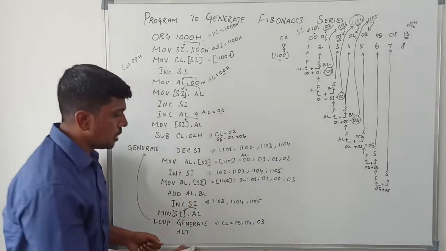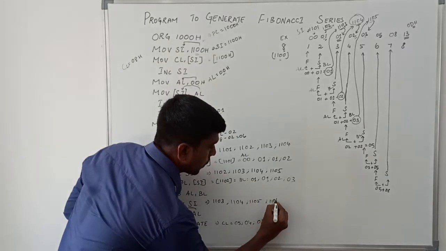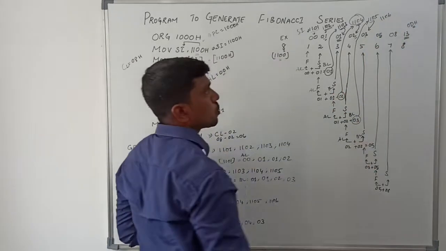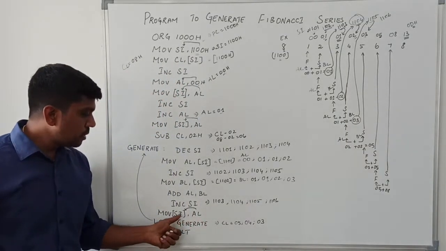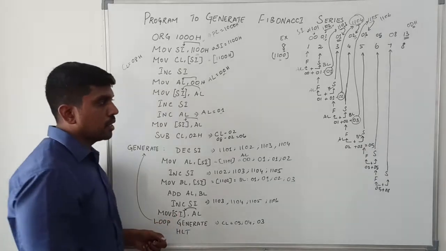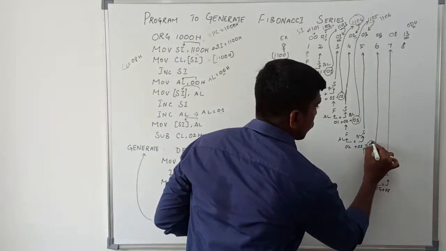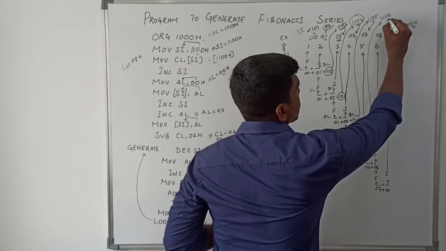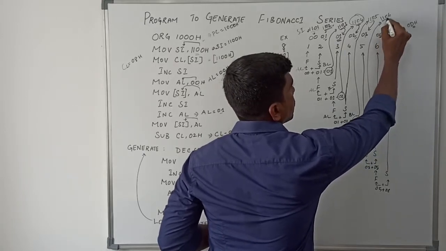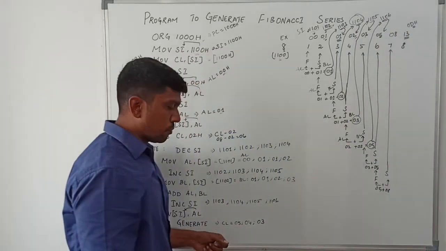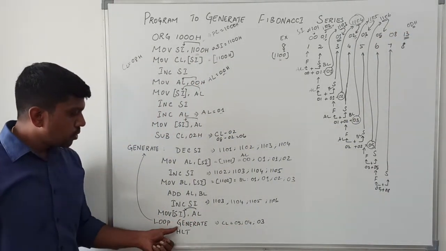Then increment SI, so the SI value is 1106. Then move [SI], AL. The AL content is transferred to the memory location. The AL register content is 05, so this data is transferred to the memory location 1106. After execution of this instruction, the memory location 1106 holds the data 05. Then LOOP generate.